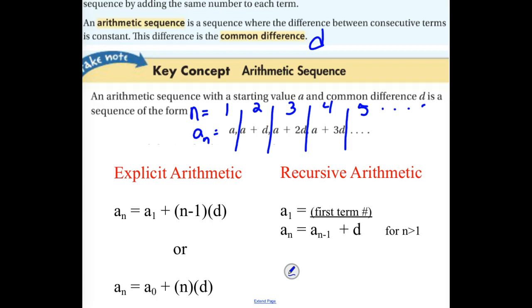So they're telling me that my sequence is going to start with an A. To get the next number, I have to add D to it, that common difference. To get the next number, I have to add another D. To get the next number, I have to add another D. And I can keep doing that. Each time I add D, I get the next term in my list.